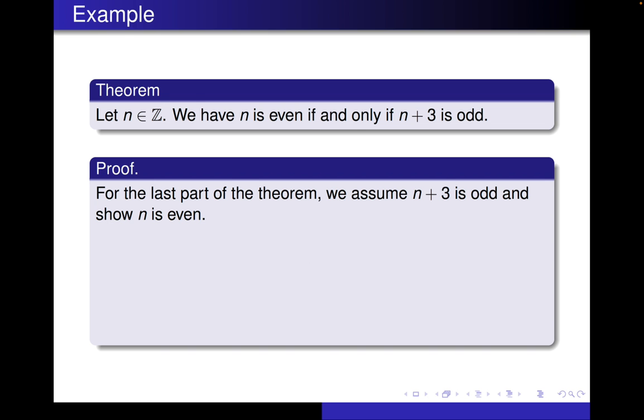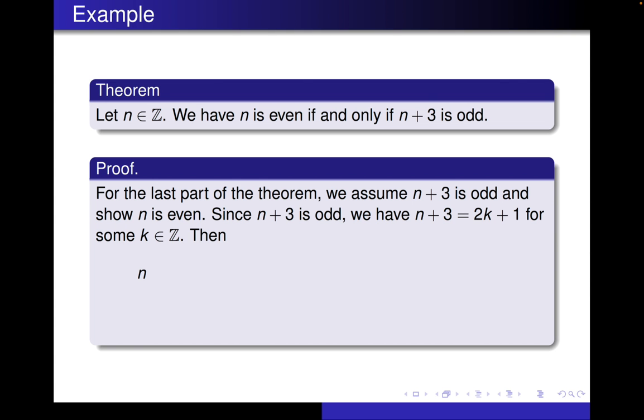Now we're going to go the other direction. For the last part of the theorem, we assume that n plus 3 is odd and show that n is even. Again, we alert the reader to the fact that there's a second part of this proof that we have to do. Here's what we assume for that, and here's what we have to show for that. So n plus 3 is odd. We use the definition of odd numbers to get n plus 3 is equal to 2k plus 1. And then we want to know what n is. Well, in order to get n from n plus 3, you have to subtract 3. So n is equal to n plus 3 minus 3, sort of like a simplification, but for our proof.